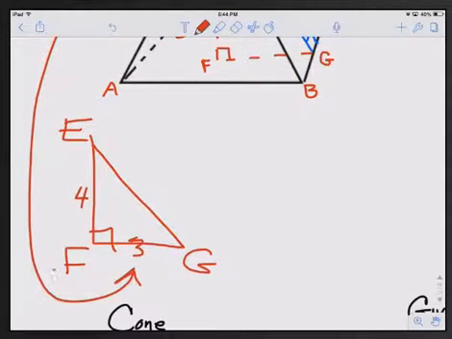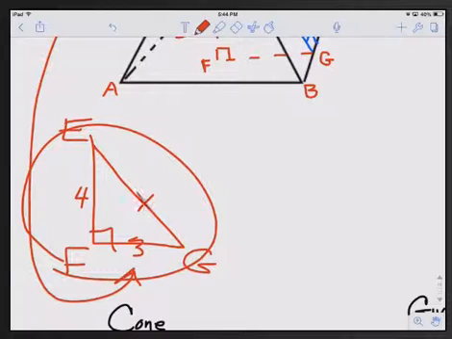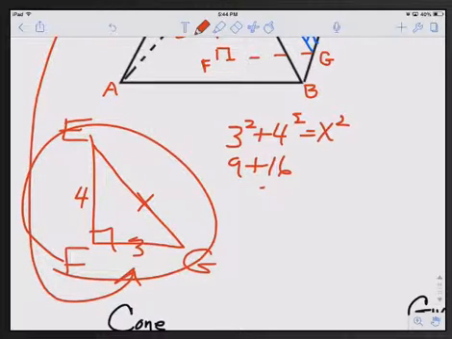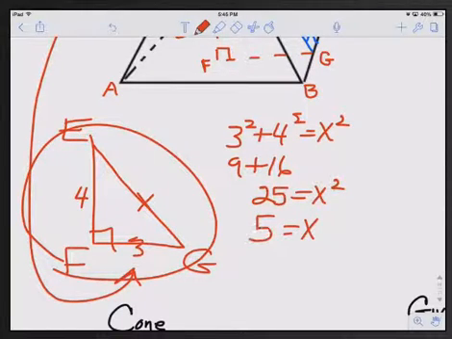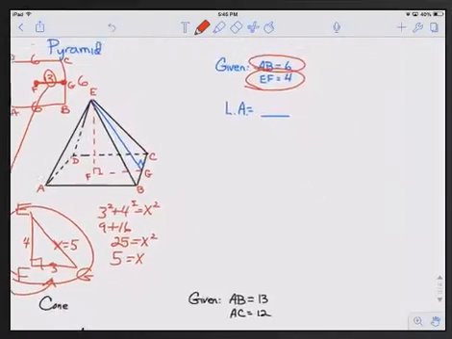The given information says the distance from E to F is equal to 4. So therefore we can use the Pythagorean theorem to solve for x, which would be the slant height of the pyramid. But we have 3 squared plus 4 squared equals x squared. So we have 9 plus 16, which is 25. If that equals x squared, x equals the square root of 25, which is 5. So slant height is equal to 5.